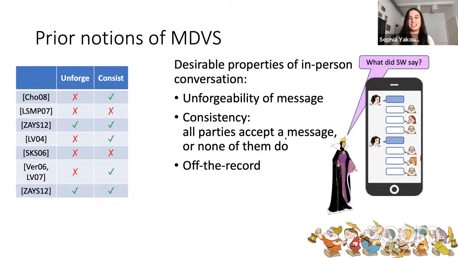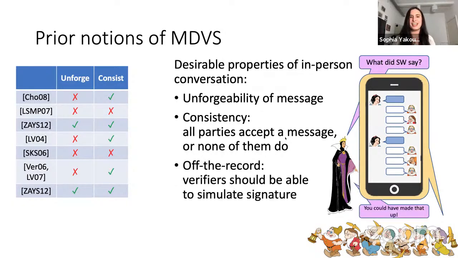So what we want is, if the evil queen shows up and tries to interrogate the dwarves, even if the dwarves turn over their entire conversation with Snow White and their secret keys, they shouldn't be able to convince the evil queen that Snow White said what she did. And this is defined by requiring that the designated verifiers be able to simulate Snow White's signature. So when the evil queen sees the signature, she shouldn't be able to tell whether it's a real signature from Snow White or something that these dwarves just simulated on her behalf.